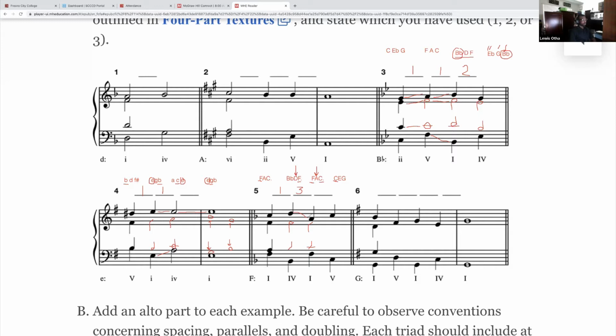Do you see it? Okay, I guess I need to hear how 1 is described again. 1 is described as common tone, stepwise motion. Okay.